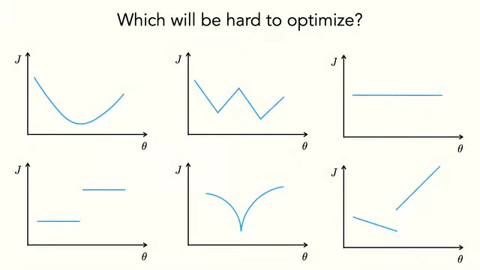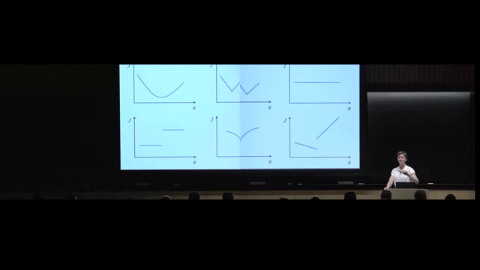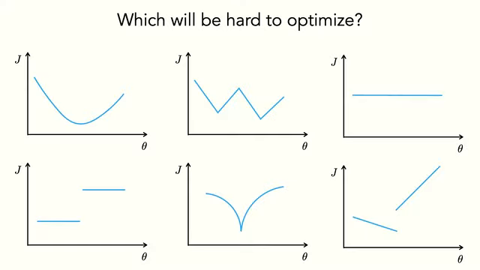Which of them would be hard to optimize over? Second one? Why? This has got multiple local minima. Yep, multiple local minima. Depending on where you start, you might end up not in the global minimum. Yeah? The third and the fourth, since they're both flat. The third one is just flat everywhere. Essentially, there's no signal in terms of the gradient. The fourth one is flat everywhere except for a discontinuity, but anywhere on the actual graph, again, you have no signal.